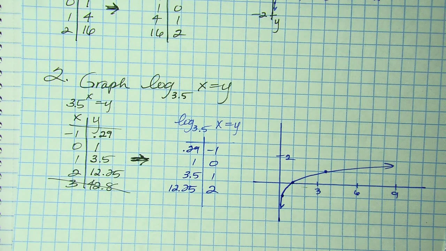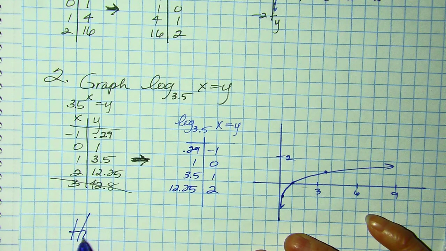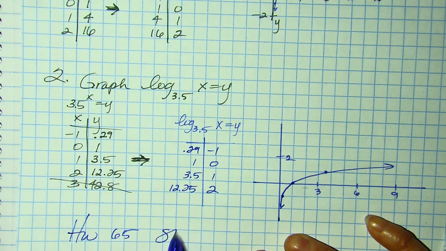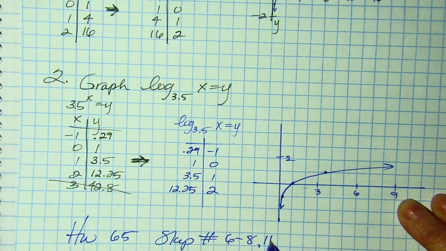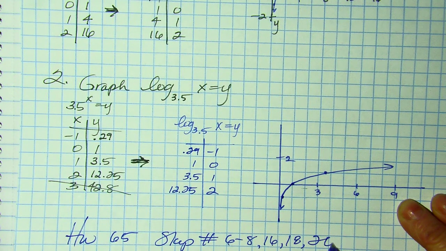For homework, 65, you're going to skip numbers 6 through 8, 16, 18, and 26. Thank you.